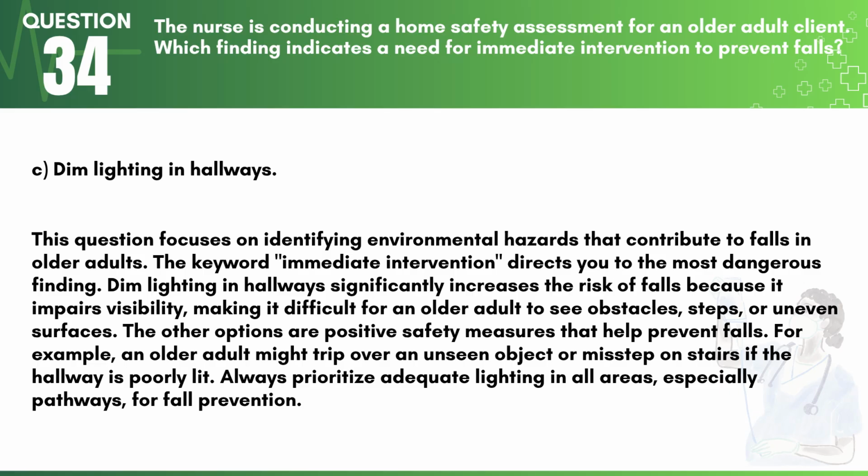The other options are positive safety measures that help prevent falls. For example, an older adult might trip over an unseen object or misstep on stairs if the hallway is poorly lit. Always prioritize adequate lighting in all areas, especially pathways, for fall prevention.